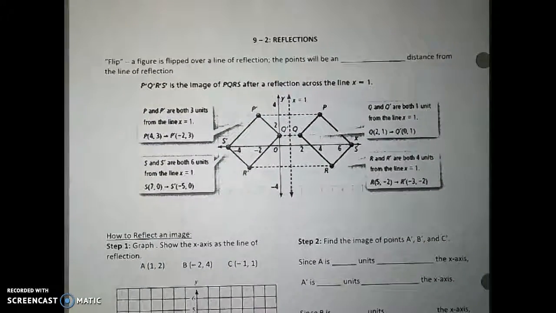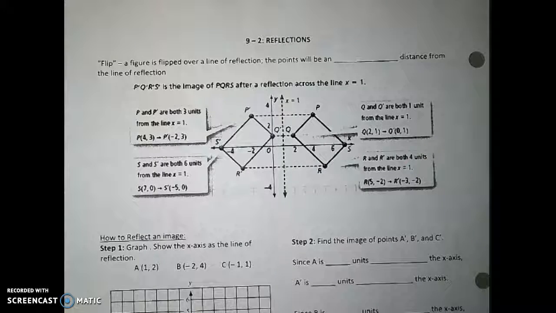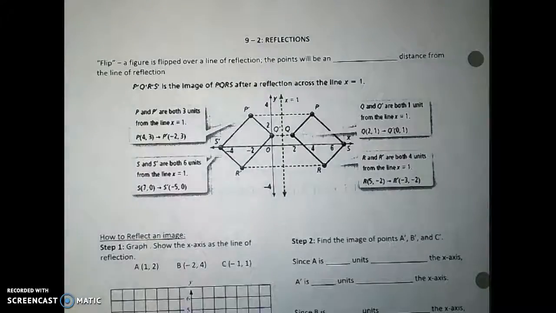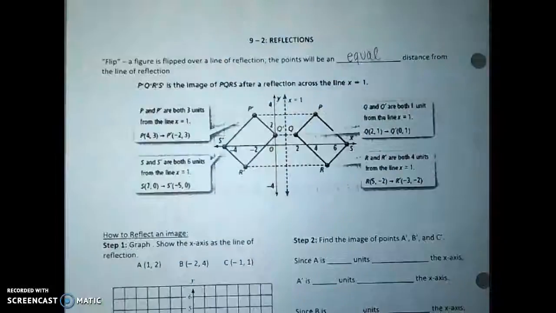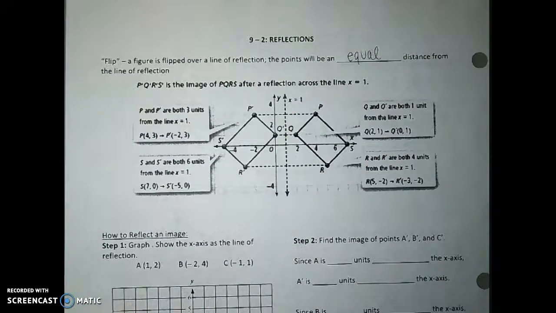And you probably have heard that word reflections before, probably a little bit more than you've heard the word translations. And when we talk about a reflection, it is a flip. A figure is flipped over a line of reflection. The points will be an equal distance away from the line of reflection. So we see an example of this on the picture below.